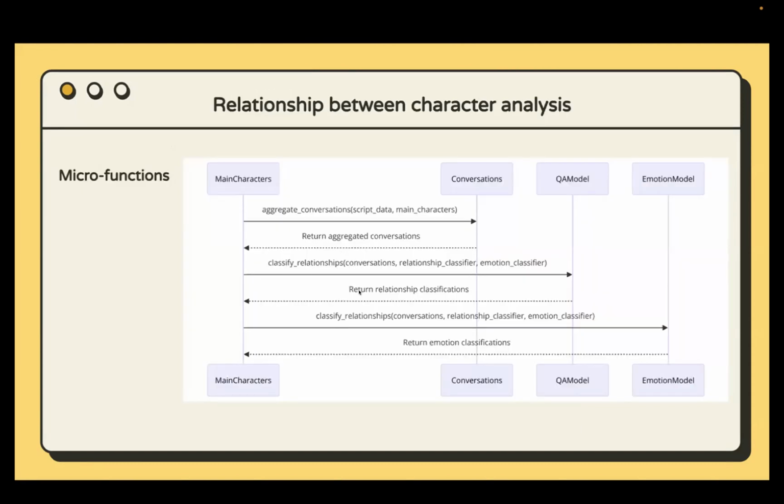Then the classify relationship, which takes the conversation, the relationship classifier and the emotion classifier, which are two different models. Then they return the relationship classification. And finally, the last function uses the emotion model, which will return the emotion between the two characters.